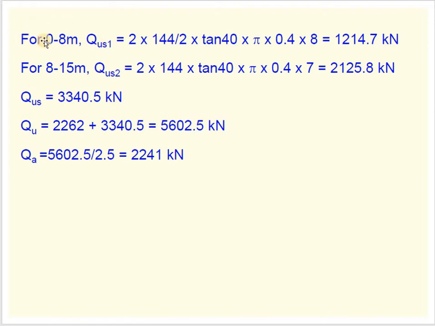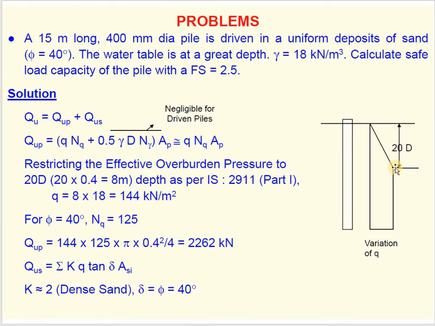So here what you have to take care of is this end bearing, this effective overburden. This effective overburden keeps on increasing up to a depth of 20D, and after that it is constant. So the total pile length is 15 meter. Up to 8 meter it keeps on increasing, and then after 8 meter it is a constant value.